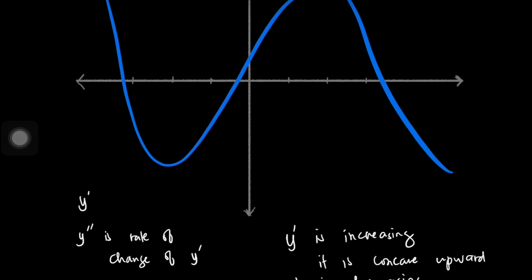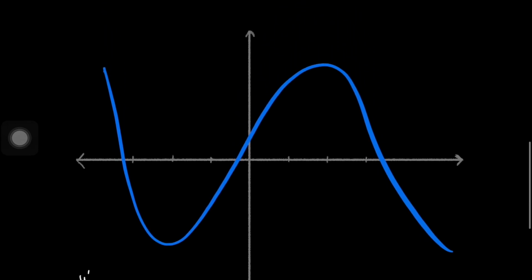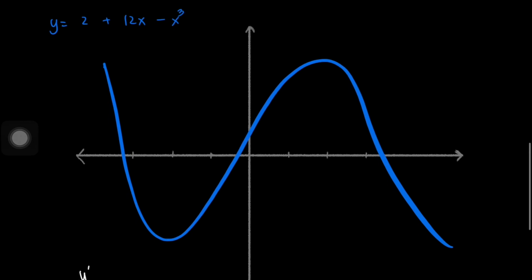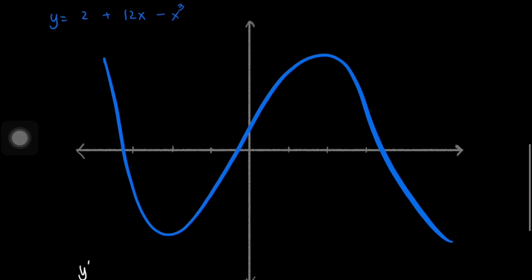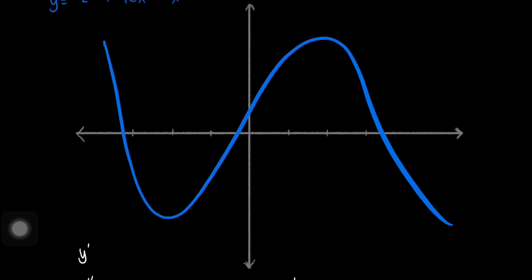Alright, so if we look at our graph here, this is the graph of the function y equals 2 plus 12x minus x cubed. If we look at the graph and take this region, and then draw the tangent lines in this region, we have this point, this point, this point, and so on.